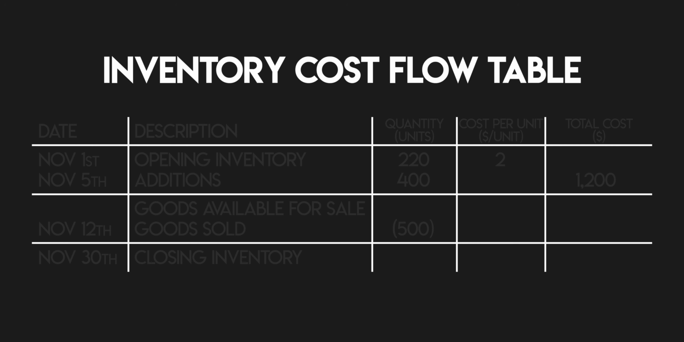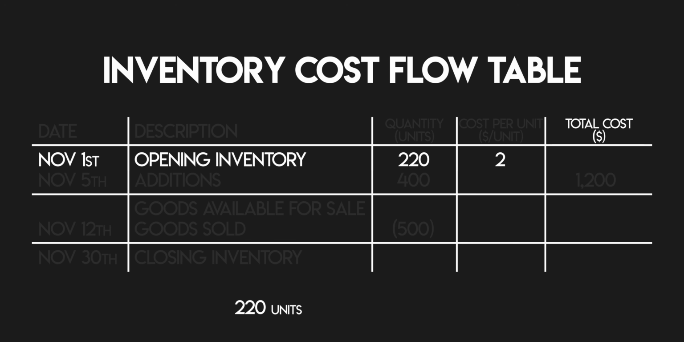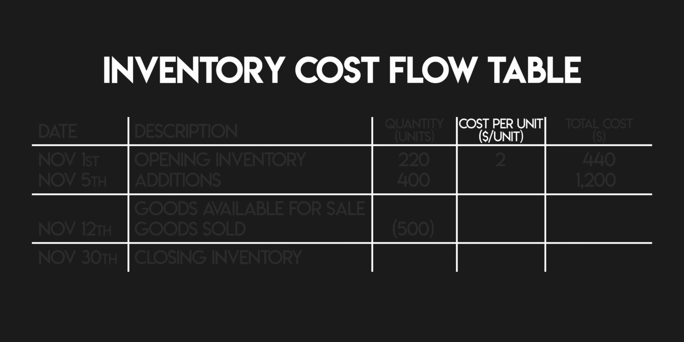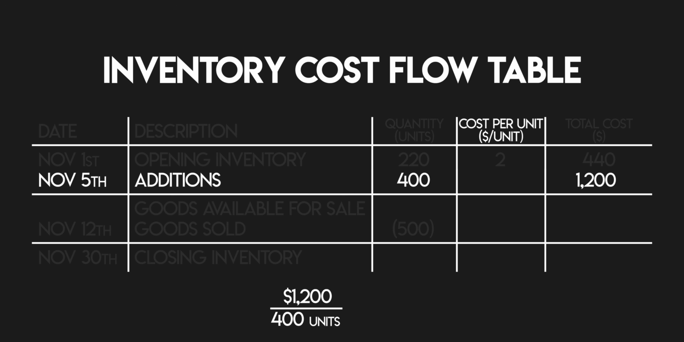Time for step 3, fill in the blanks. We'll start by working out the total cost of your opening inventory. You began the month with 220 units, which cost you $2 per unit. 220 multiplied by $2 is $440. Next, we need to find the cost per unit of your additions. You bought 400 units, which cost you $1,200 in total. $1,200 divided by 400 units is $3 per unit.